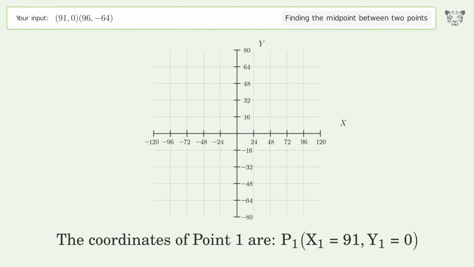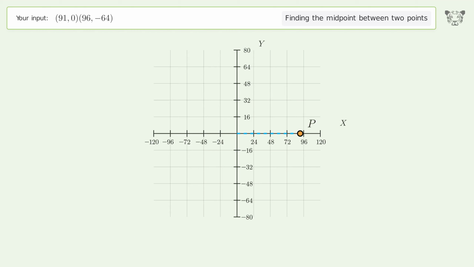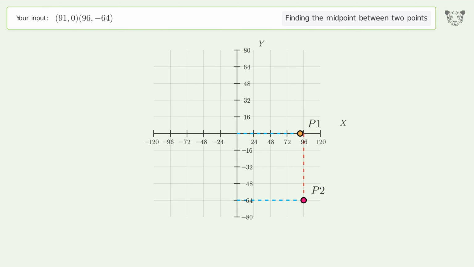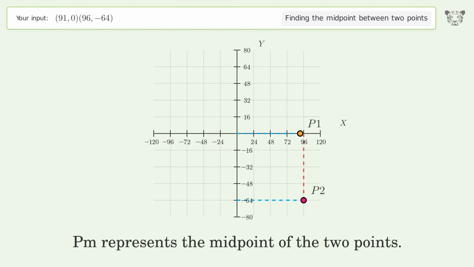The coordinates of point 1 are x1 equals 91, y1 equals 0. The coordinates of point 2 are x2 equals 96, y2 equals negative 64. PM represents the midpoint of the 2 points.